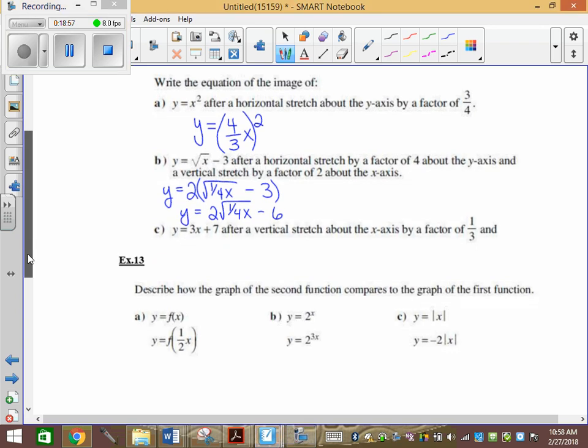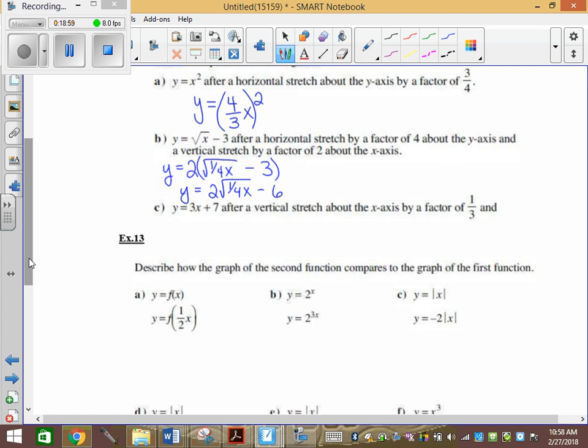Okay? Y equals 3x plus 7 after a vertical stretch about the x-axis by a factor of 1/3. So we're going to get y equals 1/3, and we have to remember to distribute it. We're going to get y equals x plus 7/3. Very important. If you don't remember to distribute it, bad news bears. And really, it only matters if you have a vertical translation, right? If you don't have a vertical translation, there's nothing to distribute to, so it's not a big deal.